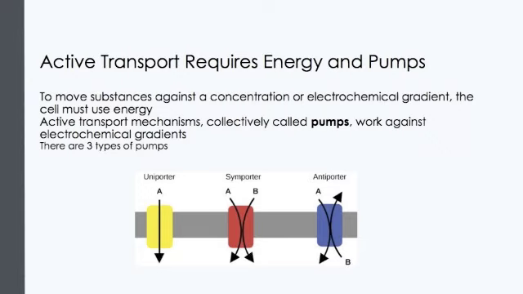We see in the diagram or the cartoon below, we have a uniporter, in which the solute moves in one direction. We have a symporter where 2 different molecules can move through the same protein but in the same direction, and we have the antiporter where 2 different molecules move in different directions through that protein.